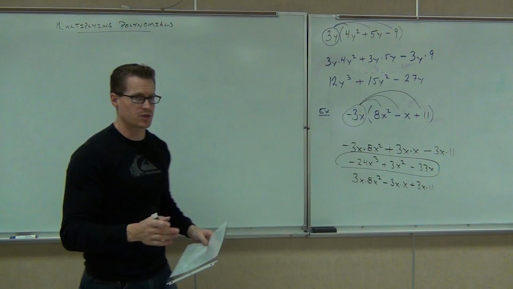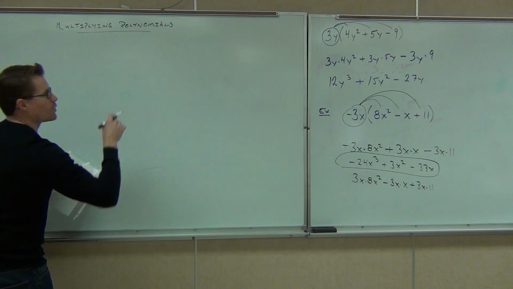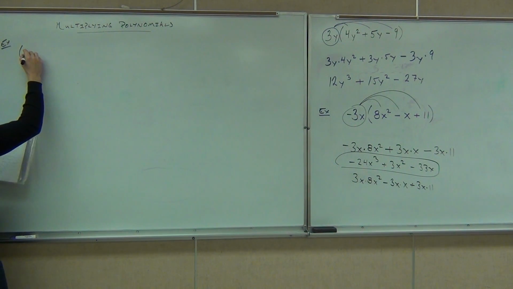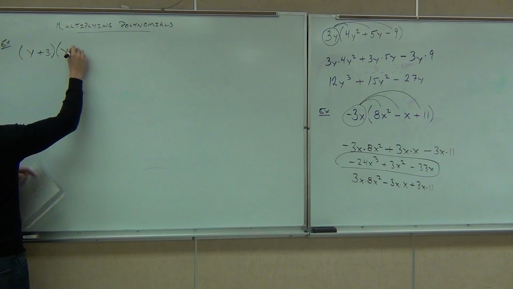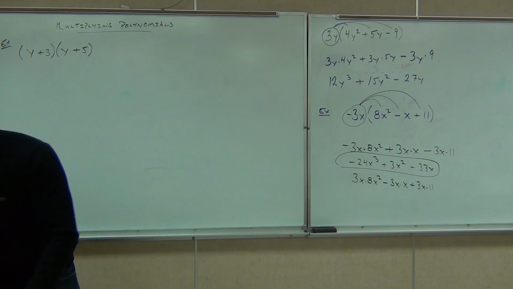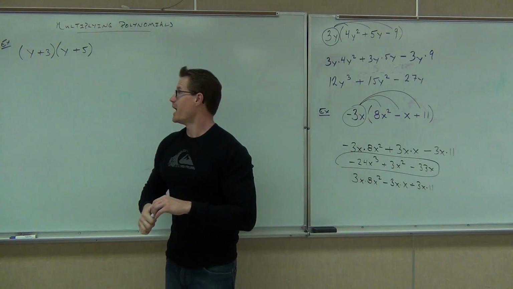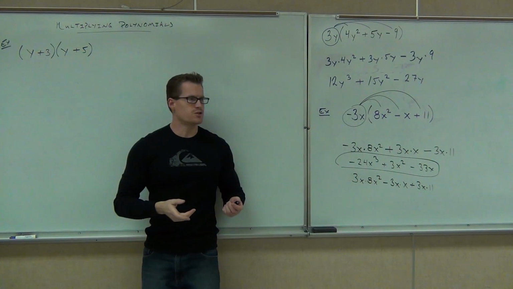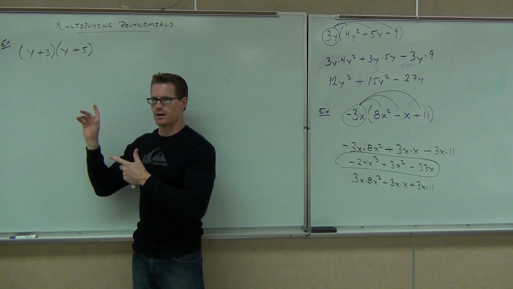It's still called distribution. It's still multiplying polynomials, but check it out. What if instead of just 1 term, I had something like that? Is that just 1 term times 1 term? How many terms are here? 2. How many terms are here? 2. So you have a different story. You have 2 terms times 2 terms. We need to discover how you do something like that.